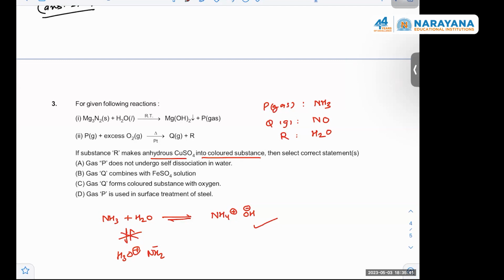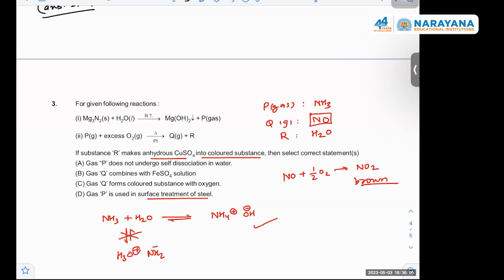Gas Q combines with FeSO4 solution. Yes, it forms the brown ring complex. Gas Q forms a colored substance with oxygen. On reacting with oxygen, it can form NO2, which is a brown colored compound. And gas P is used for surface treatment of steel.